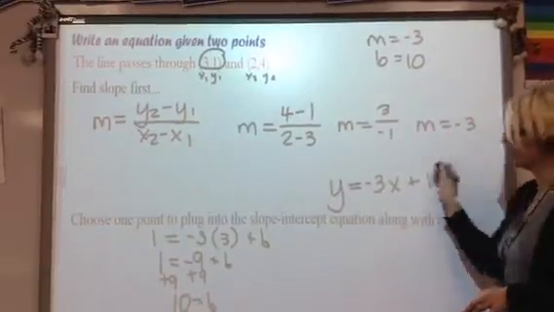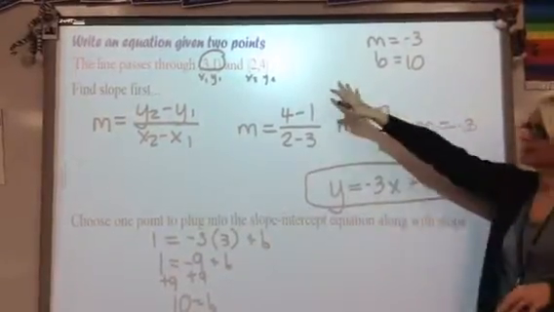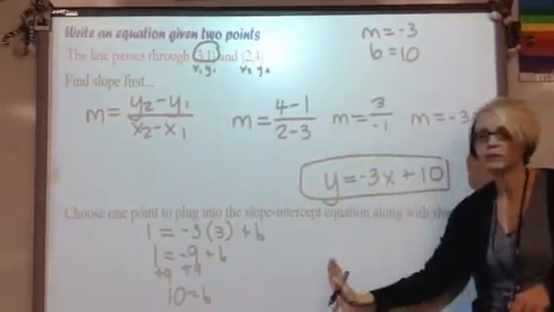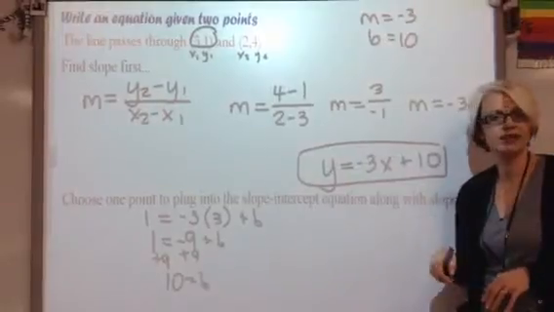Slope, y-intercept. So in this example, when you have 2 points, you have to find the slope first and then choose one to plug in to your equation. Try the example in your notes.